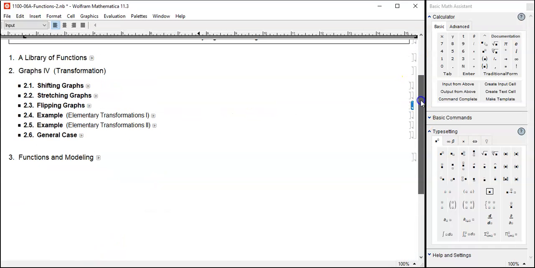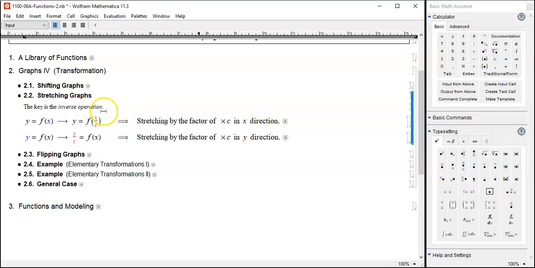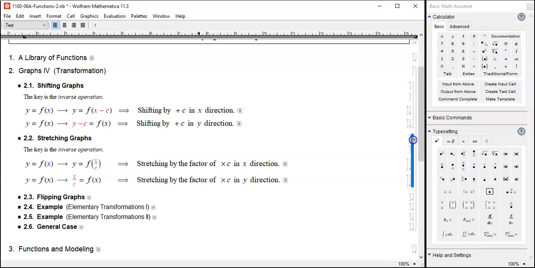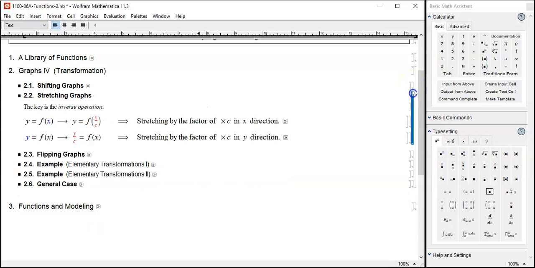Stretching and shifting are a little bit harder to see, but if you focus upon inverse operation, you won't have much trouble. Okay, we want times c, we have to divide by c. If we want plus c, we have to subtract c. Ready for an example?